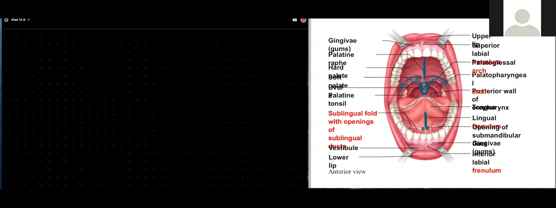We've got two large openings. Those are the openings of the submandibular glands. And the smaller openings on the sides, located away from the midline and away from the lingual frenulum, those are the openings of the sublingual ducts. What are the sublingual and submandibular glands? Those are two types of salivary glands.